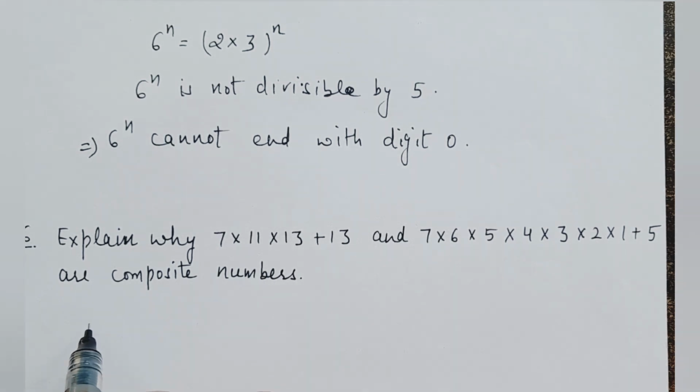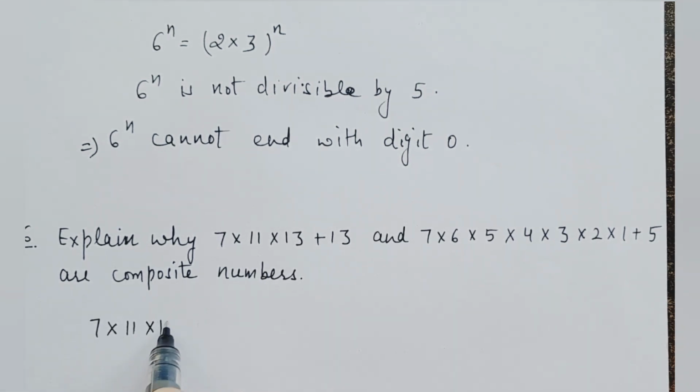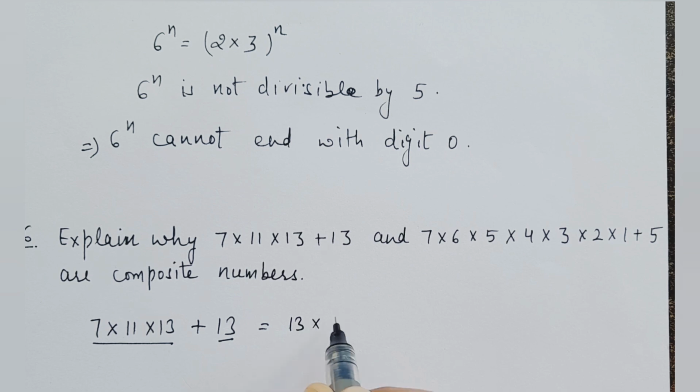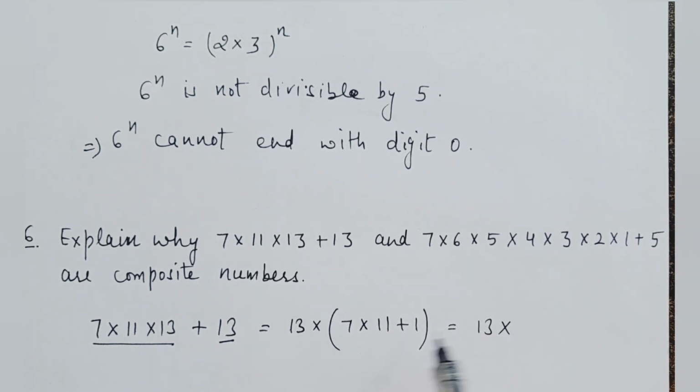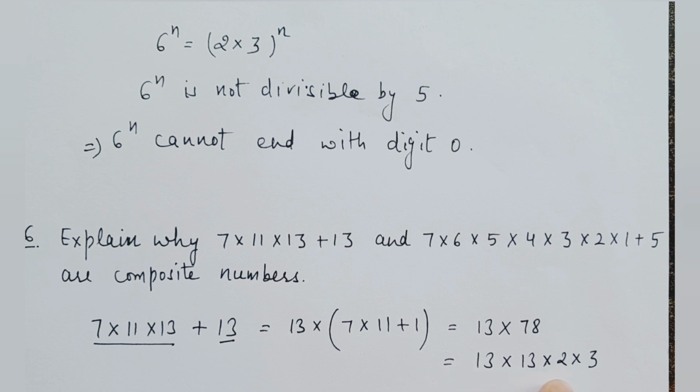Now we will prove it here. Suppose this is the first number, 13. You can see that we can take 13 common from these. So 13 we will take common, 7 multiply 11 will remain here plus 1. Now we get this number as 13 multiply 77 plus 1, 78, and we will do the factorization of this number. It will be 13 and 6, factors of 6 are 2 and 3. So that means there are 4 factors of this number: 13, 13, 2 and 3.